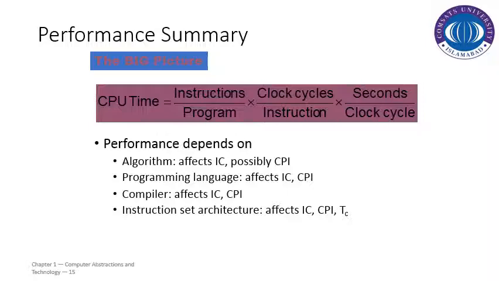And performance basically depends upon the algorithm, which affects our instruction count and possibly the CPI. The programming language also affects our instruction count and CPI. The compiler also affects our instruction count and CPI, and the instruction set architecture definitely affects our instruction count, CPI, and the computational time required to execute that particular instruction. So these are the factors that can affect our instruction count and possibly the CPI as well.